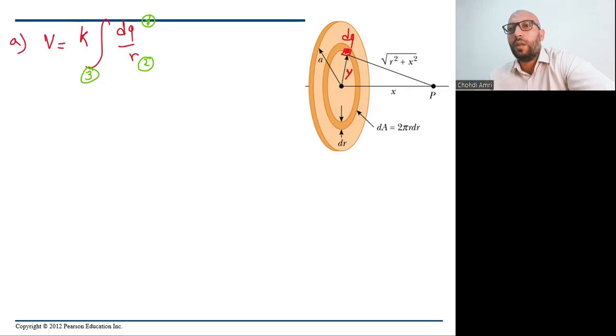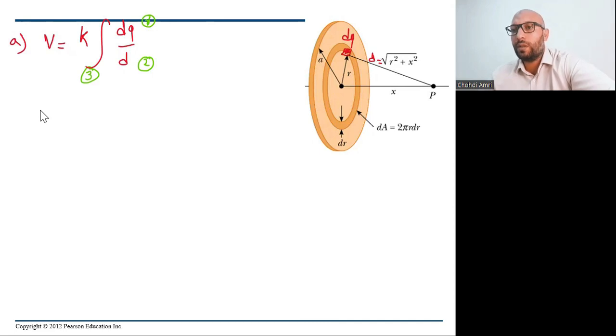And the distance from dq to the point P we will say that it's D. Okay? Let's say here it's R, to keep the same. The distance from the center to the point dq is R, but the distance from dq to the point P is D. So here we have to switch the R to D, because we are talking in the expression about the distance from the charge to the point P. Okay, so what we're gonna do?